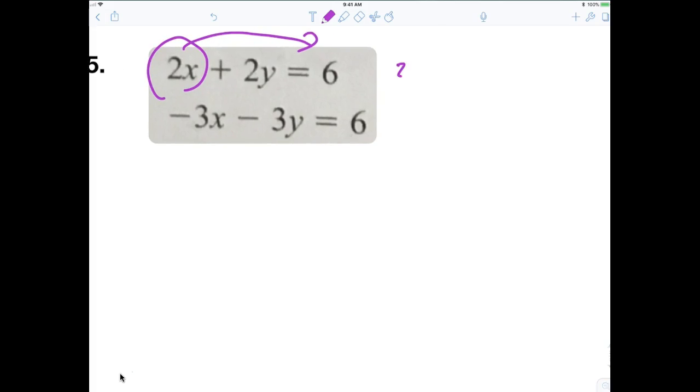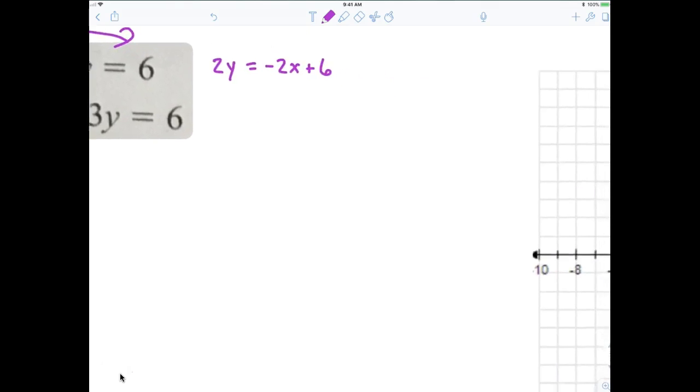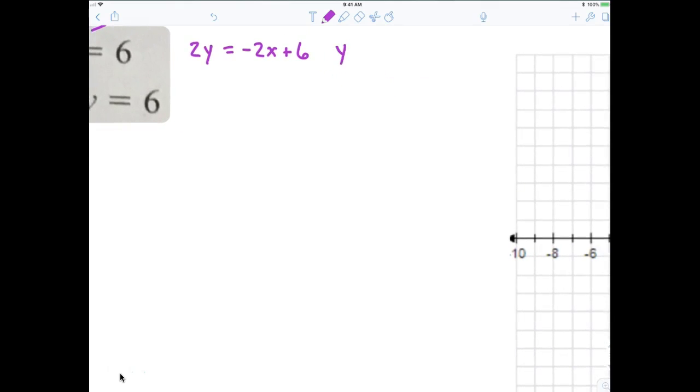Negative 2x. So now you're going to say 2y is equal to -2x plus 6. Anybody have any questions with that? Now I have to divide everything through by 2. When I divide everything through by 2, I get y equals -x plus 3. Any questions with that? You good with that or not?